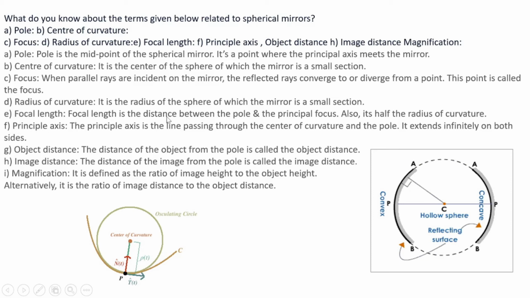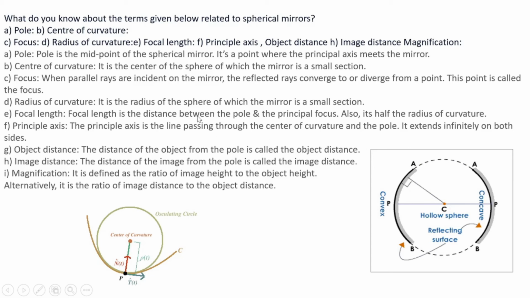Focal length is the distance between the pole and the principal focus. Also, it's half the radius of curvature. Why are we also calling it half the radius of curvature? Radius of curvature is this. This is half. So we are calling it half of the radius of curvature. And the length is the distance between the pole and the half, meaning we are taking only this, not the whole thing. So that's why we also call it half the radius of curvature.